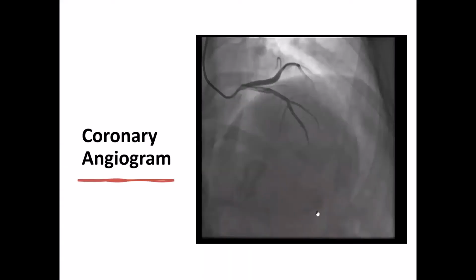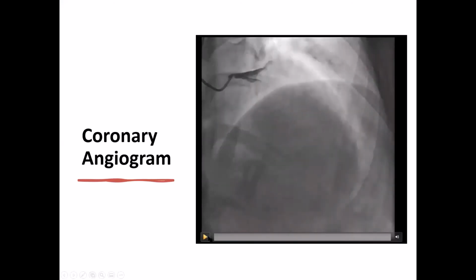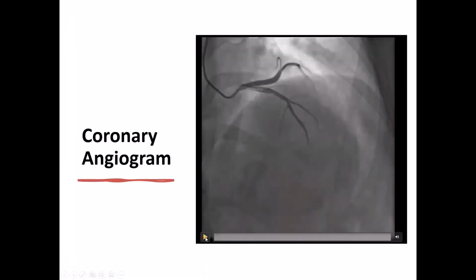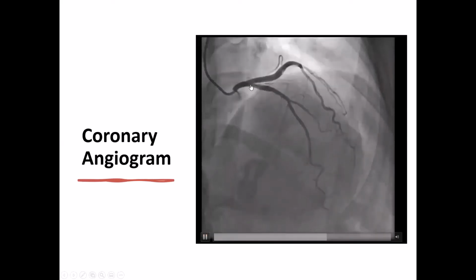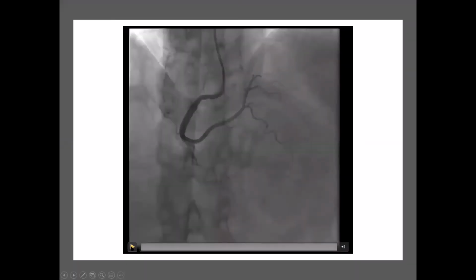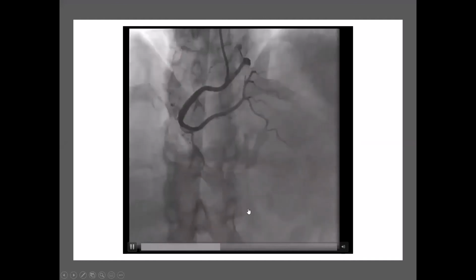So we then proceeded on to the next modality, which is diagnostic coronary angiogram to rule out coronary artery disease. And I just put up a couple of pictures. Here you see the left anterior descending coronary artery. That's the circumflex coronary artery. Looks fine. And this is her right coronary artery, which looks normal. So her coronaries are also clean.